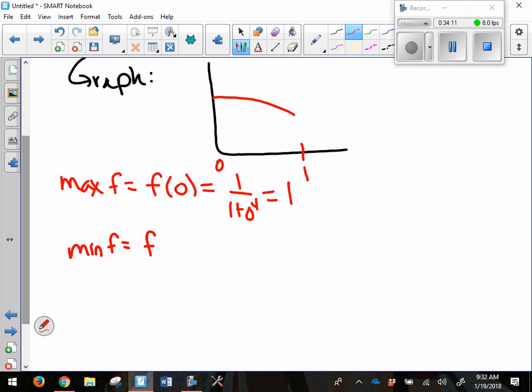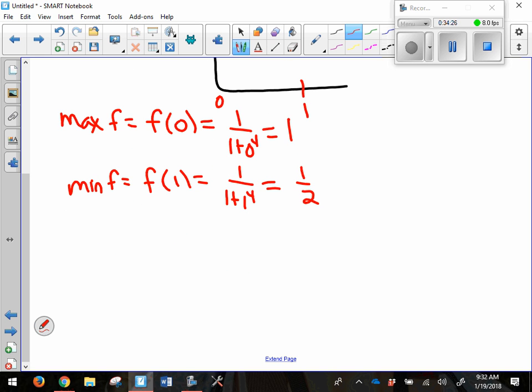Min f is at f of 1, which gives me 1 over 1 plus 1 to the 4th, which gives me a half. All right. We were lucky that the maxes and the mins were at the endpoints, but it's not always going to work out that way.